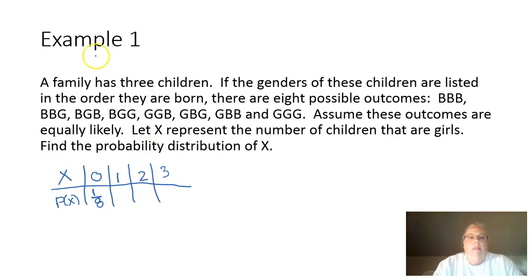Alright, now we come back up here again. We're looking for the probability of having 1 girl. Well, let's see. There's 1 girl. There's 1 girl. That one has 2. That one has 2. That one has 2. There's 1 girl. That one has 3. So the probability of a family having just 1 girl is 3 out of 8.